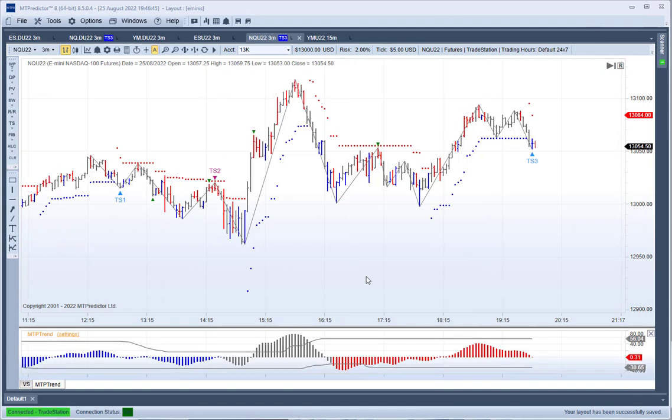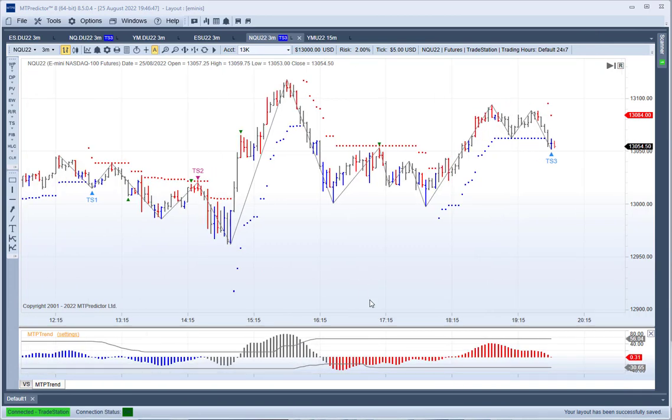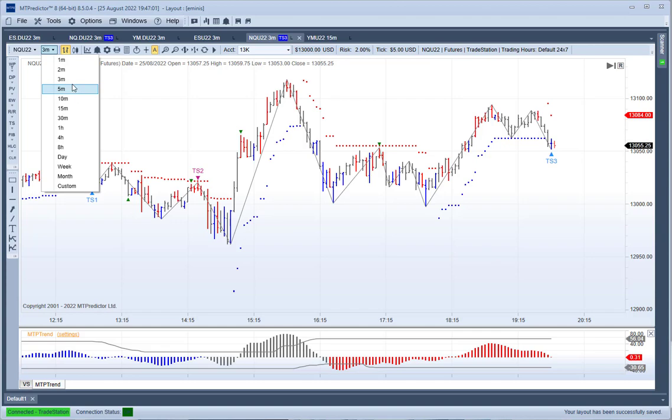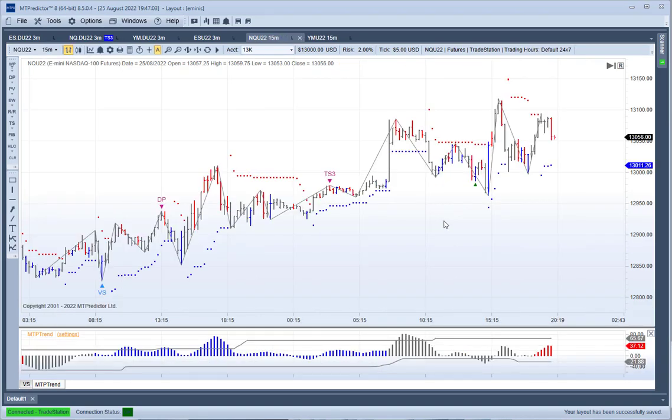I want to have a look today at the NQ, how this has been unfolding on a 24-hour chart. So with MTPredictor, we know and understand that markets are random half the time. So we're only looking for when the markets get a clear, clean picture. And for this, we go to the higher time frame chart. So this is a 3-minute chart. So I'm going to go out to the 15-minute chart.